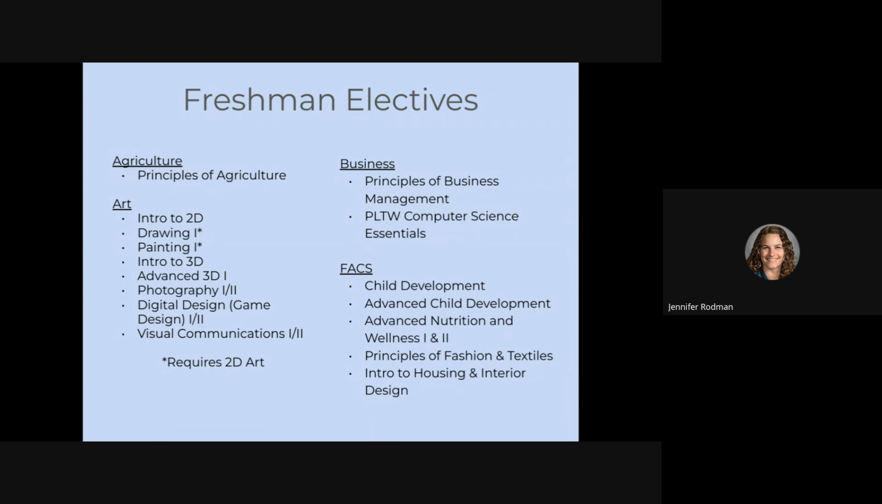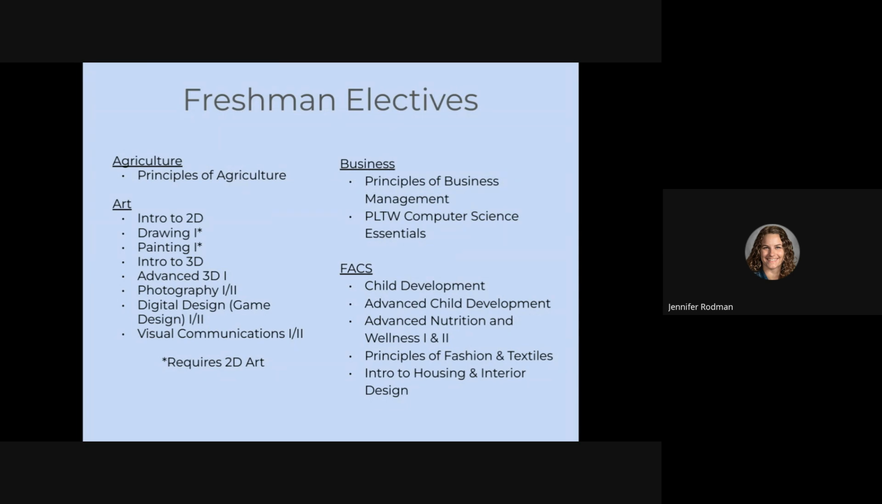We have a lot of different art classes. Really, it's kind of all over the place, so we hope to catch anyone's interest in different types of art. If you're interested in the more on-paper art, Intro to 2D is a great first stop, and you must take that before you can take either drawing or painting. We do have some 3D art, which handles more of the physical art, not necessarily on paper.